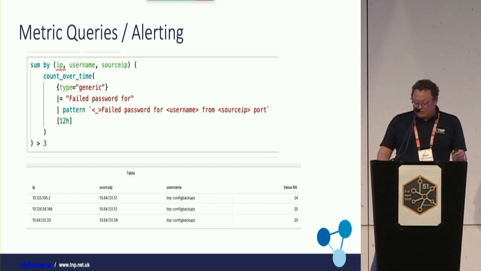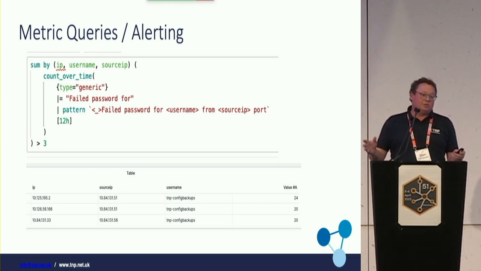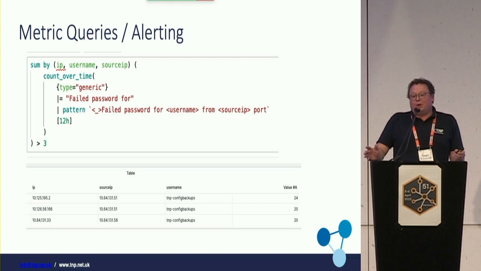So to summarize, Loki takes a different approach to indexing data. It's easier to operate and costs less to operate. It's still quite powerful with this kind of mechanism. And it's a good one to be aware of. Any questions?